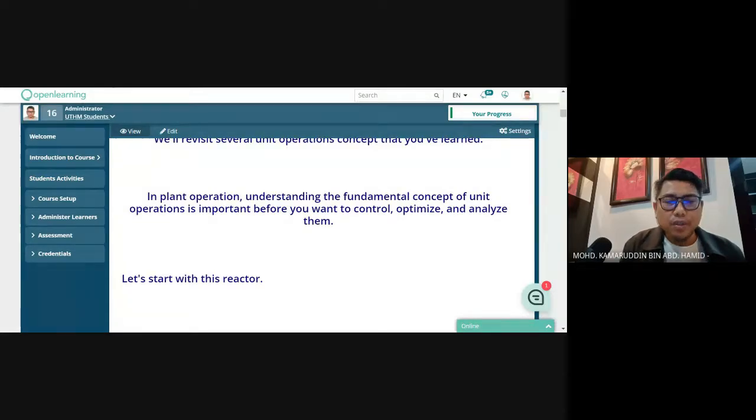Ada lagi yang nak masuk? Alamak, ramai lagi nak masuk ni. Tak apa.